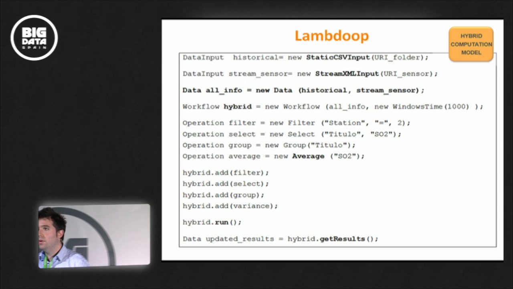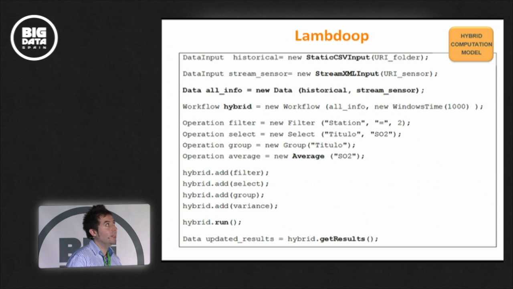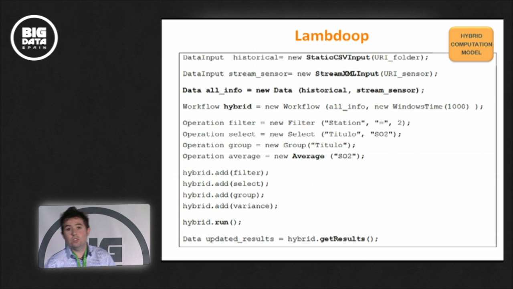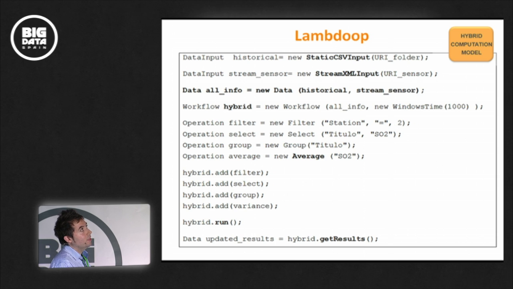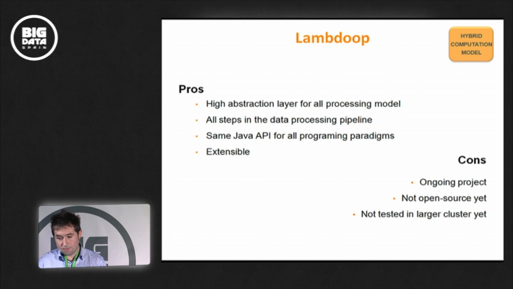And this is an example of a hybrid computation model using Landup. As you can see again, the code is quite similar. It's almost the same. In this case, we are working with static data. We are also working with streaming data. We define the data, we define the workflow, and the same. The operations, include the operations in the workflow, run, and obtain the result. Pretty simple, pretty easy to develop all elements.